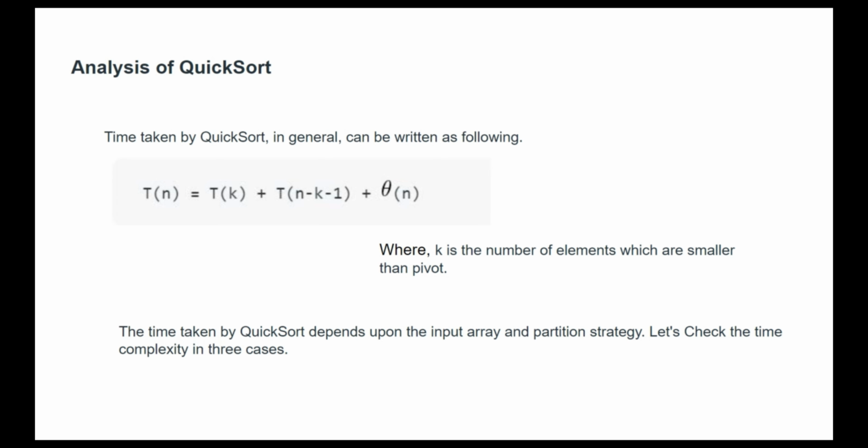When analyzing the quicksort algorithm, the time complexity taken by quicksort is T of k plus T of n minus k minus 1 plus theta of n, where k is the number of elements which are smaller than the pivot. As you might know, for comparison based sorting algorithms, the best time complexity possible is n log n. Some of the algorithms that provide this n log n complexity for sorting are merge sort and quicksort. The time taken by quicksort depends upon the input array and the partition strategy.